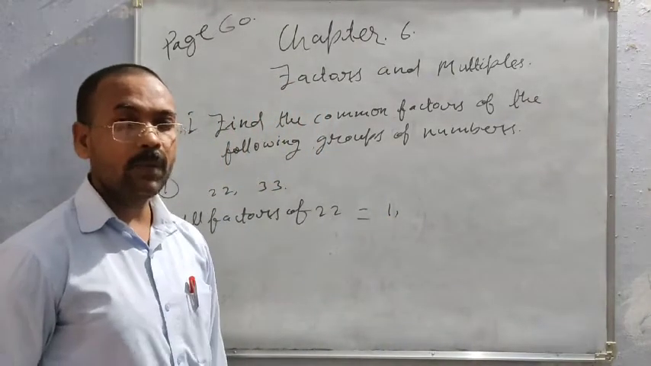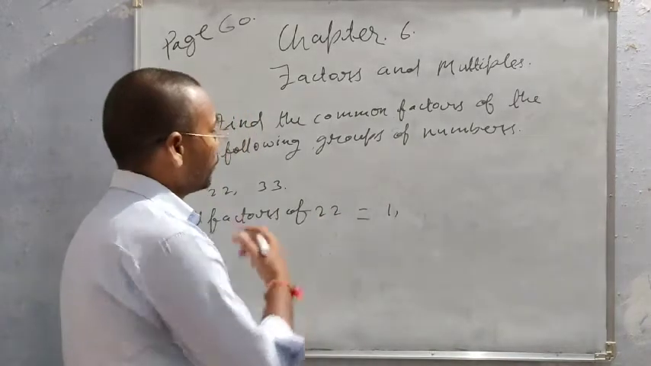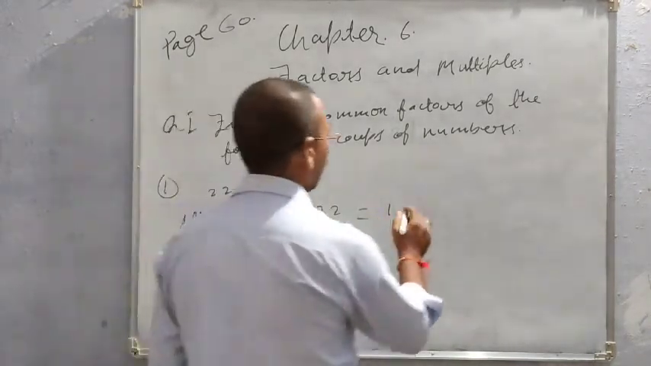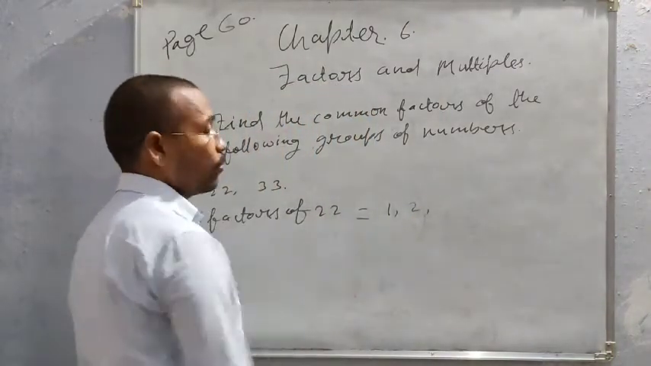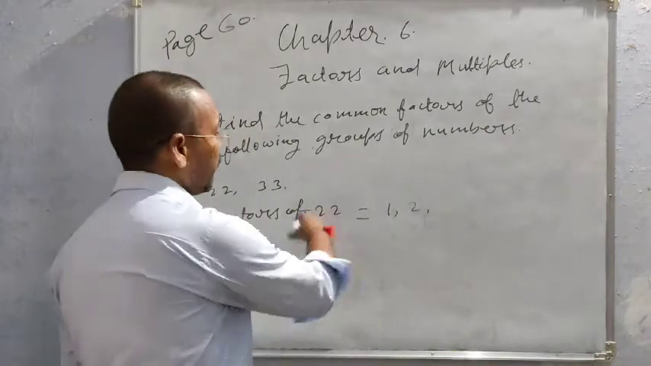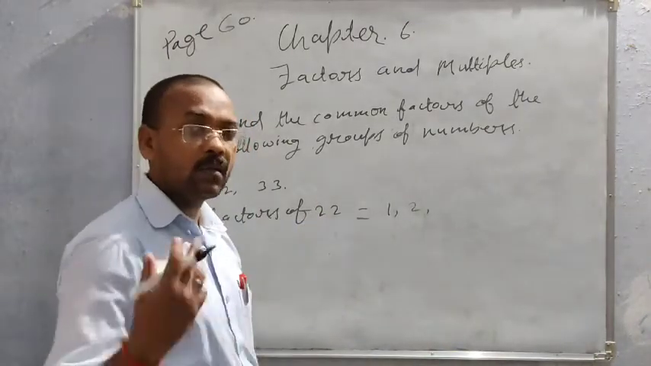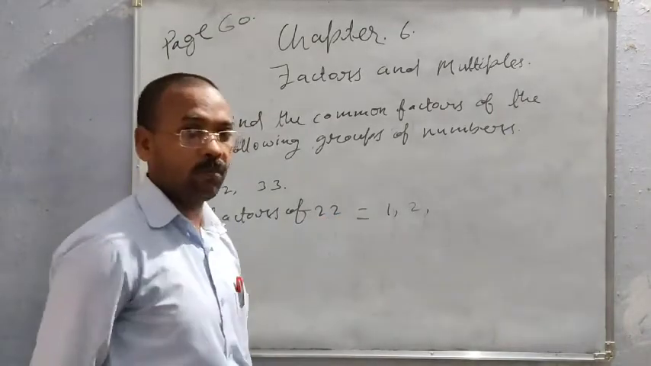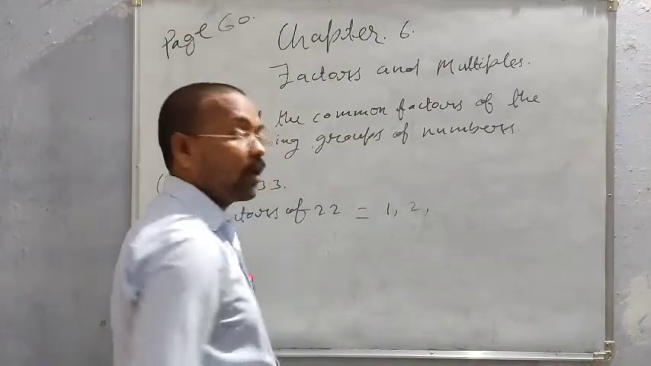22 is an even number. Its ones place is 2. So it is divided by 2. So 2 is a factor of 22. So write 2. And after 2, see, 22 is not divided by 3, because if 22 is divided by 3, there will be a remainder. Or you can check 22 is not divided by 3 because the sum of the digits will be 4, and 4 is not divided by 3. So 4 is not a factor of 22.